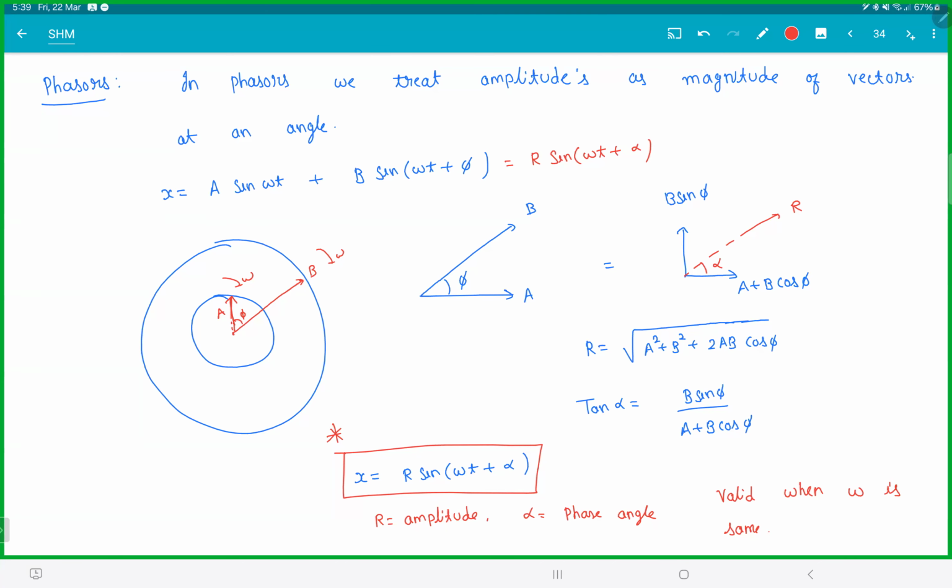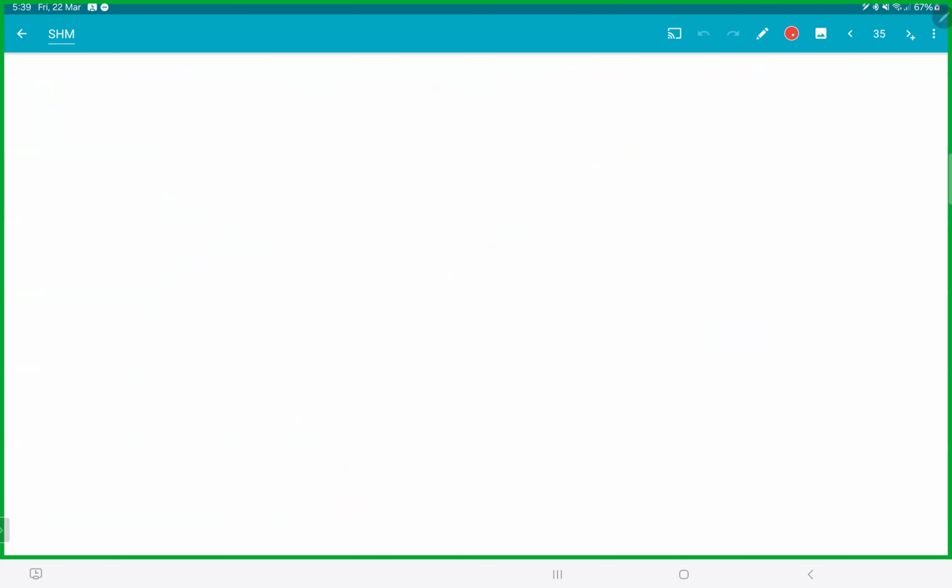So let me take an example on this. Let's say x is equal to 20 sin omega t plus 20 root 2 sin omega t plus pi by 4 plus 20 cos omega t plus 25 sin omega t plus 37. So I can keep giving more and more. Find the amplitude of this function.